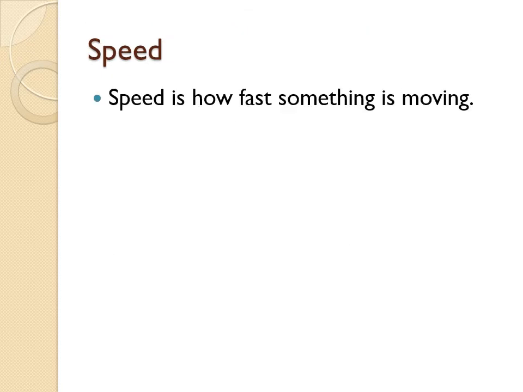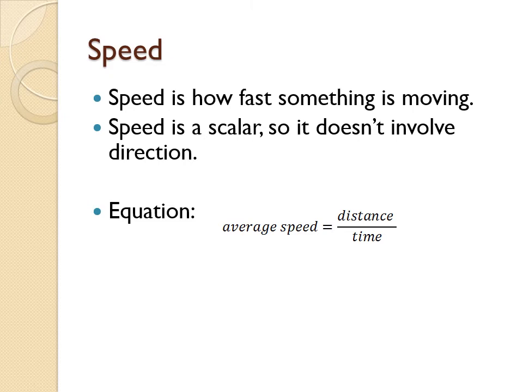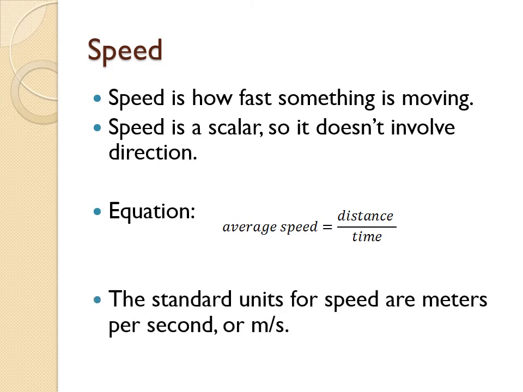Speed is simply how fast something is moving. Since it's a scalar, it does not involve direction. The equation we're going to use for speed is distance divided by time. And the units for speed are meters per second, or M divided by S.